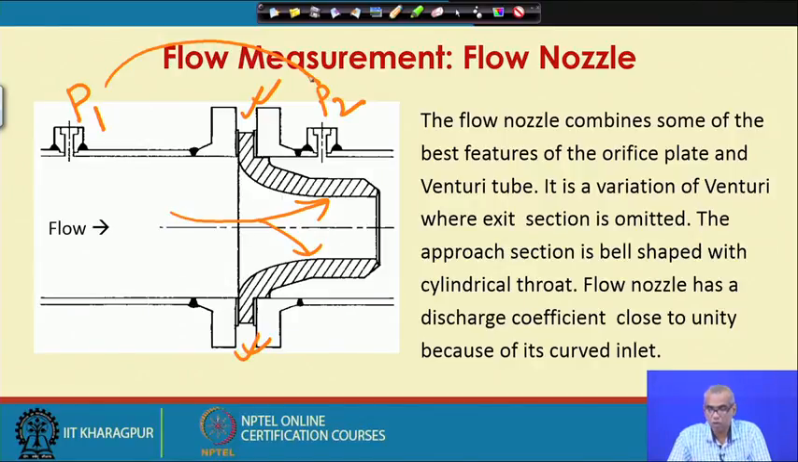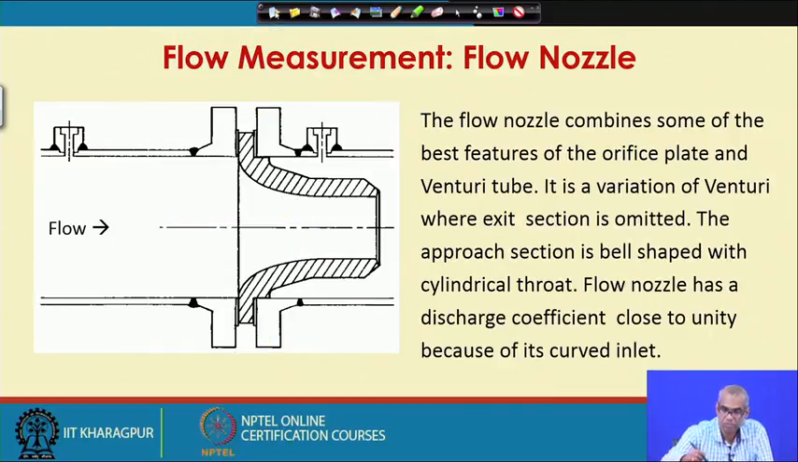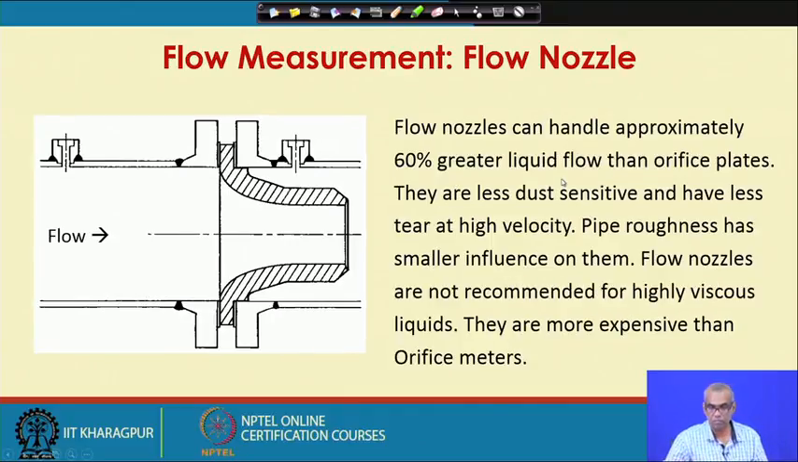So, the flow nozzle is some kind of variation of venturi where the exit section is omitted. The approach section is bell shaped with a cylindrical throat. Because of its curved inlet, the flow nozzle has a very high discharge coefficient, close to unity. Flow nozzles can handle approximately 60% greater liquid flow than orifice plates. They are less dust sensitive and have less wear at high velocity.